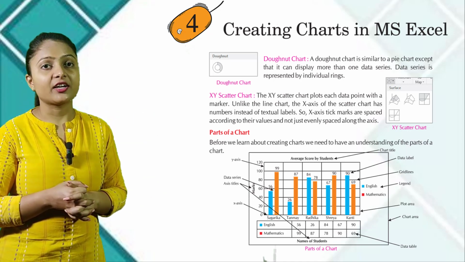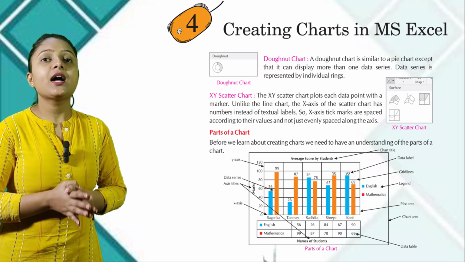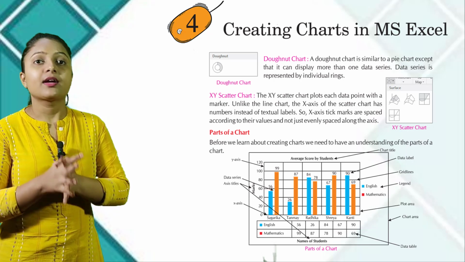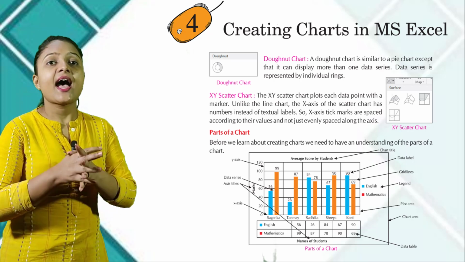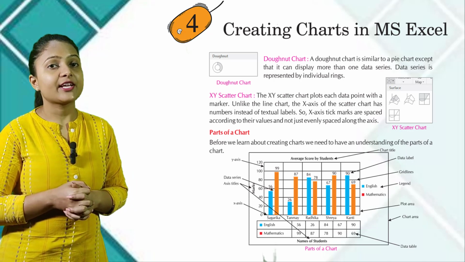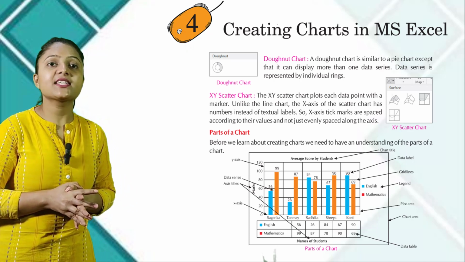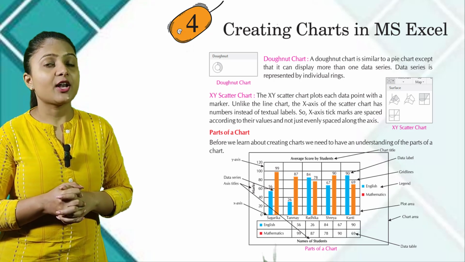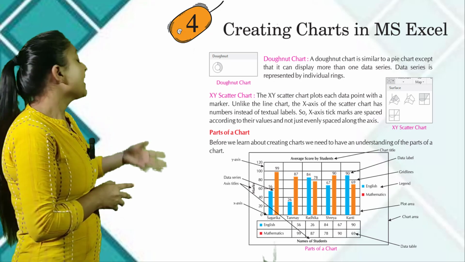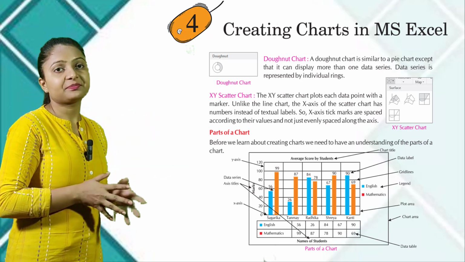XY scatter chart. The XY scatter chart plots each data point with a marker. Unlike the line chart, the x-axis of the scatter chart has numbers instead of textual labels. So, x-axis tick marks are spaced according to their values and not just evenly spaced along the x-axis. In this image, you can see an XY scatter chart.